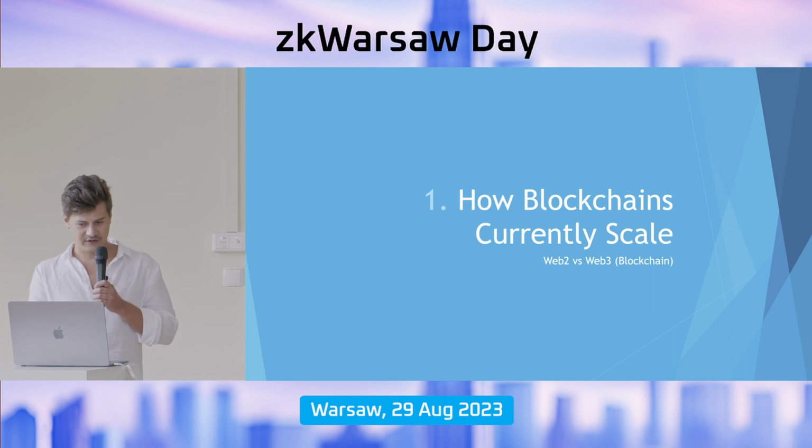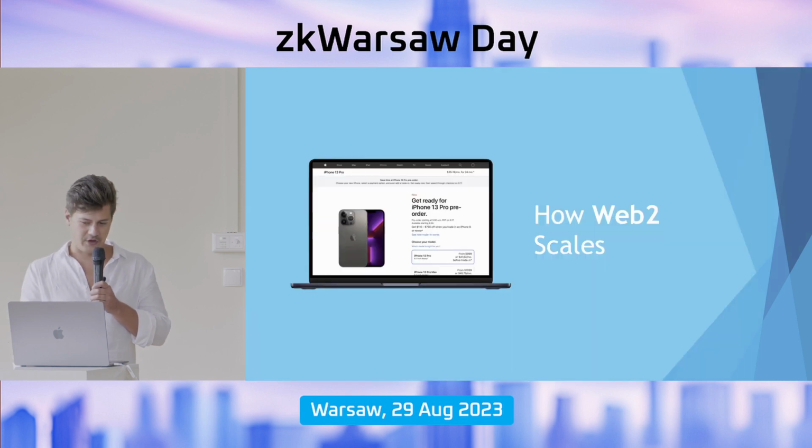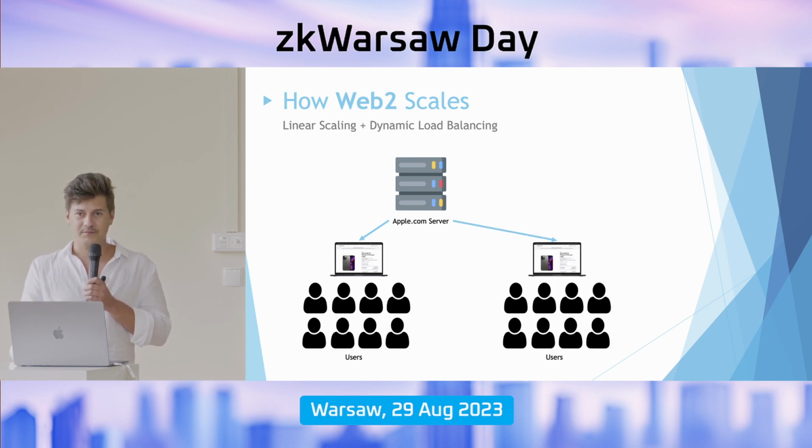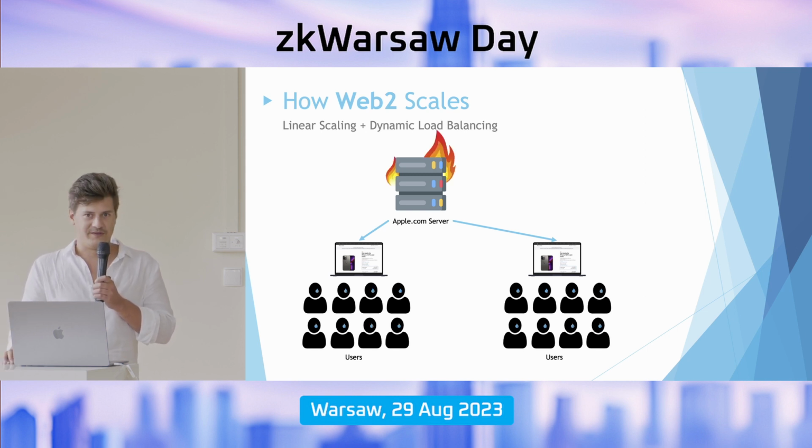So how do blockchains currently scale? And we'll compare sort of Web 2 scaling to Web 3 scaling or blockchain. So how does Web 2 scale? So maybe you want to go to Apple's website, you want to pre-order the newest phone, and the first 1,000 users go on the server, and it works just fine, right? But now 2,000 users want to pre-order the phone, and all of a sudden, the server burns down. It doesn't have enough resources to serve everyone.